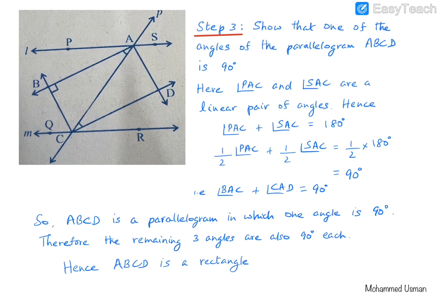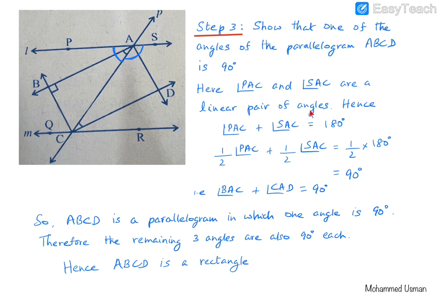Okay, so PAC is this angle over here and SAC is this angle over here. So for the line L on which the ray AC is standing, these two angles form a linear pair of angles. For a linear pair of angles, if you recall from our chapter on lines and angles, the sum of the linear pair of angles is 180 degrees. So that means angle PAC plus angle SAC is 180 degrees.